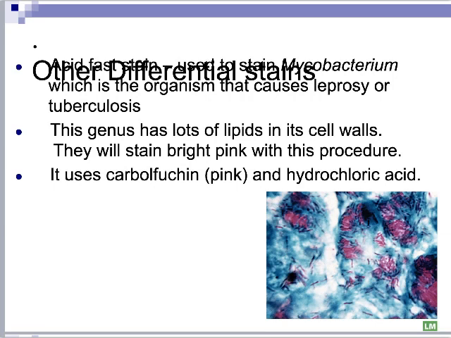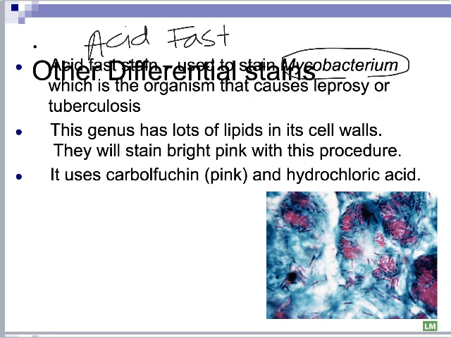Now, oops, that's kind of messy. Other differential stains. One of the stains that's used is called acid fast. I don't know why that looks so bad. So an acid fast stain is used to stain these organisms called Mycobacterium. That's a genus. Mycobacterium can cause leprosy. It could cause TB or tuberculosis.